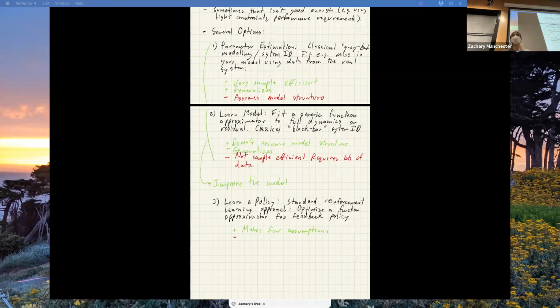Downsides: the big one is it doesn't generalize. Basically when you do this, what you get out is very specific to a particular system and a particular task. If you want to do something else, that's very hard to do. And the other one is it's not sample efficient. Here this corresponds to rollouts or simulation runs or physical runs on the real hardware.